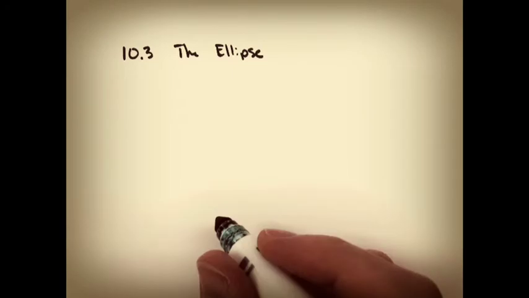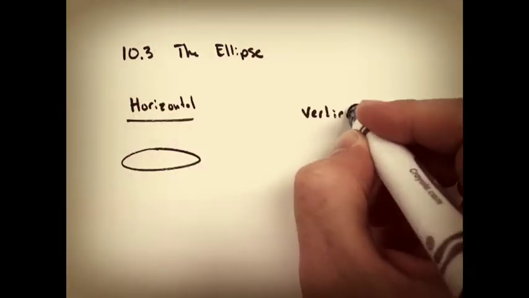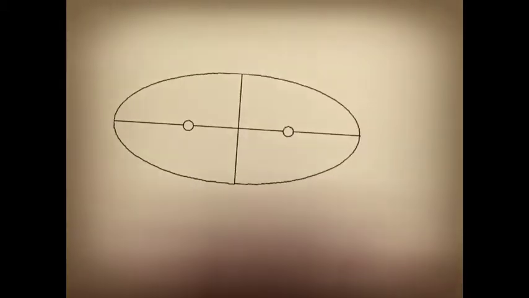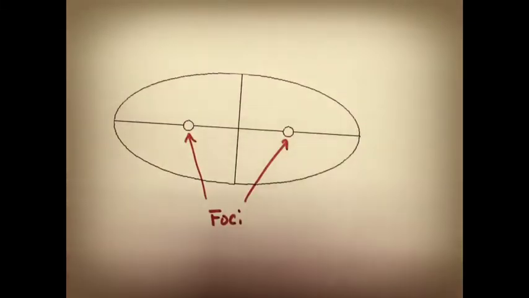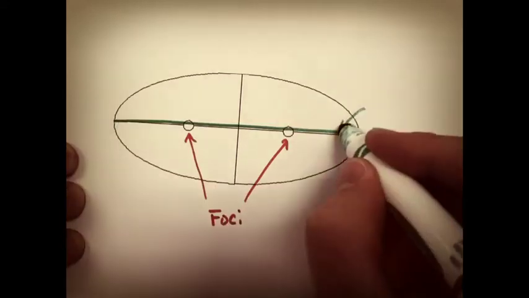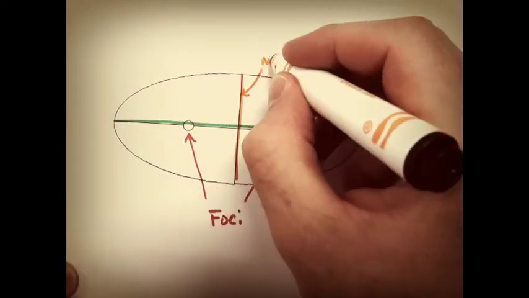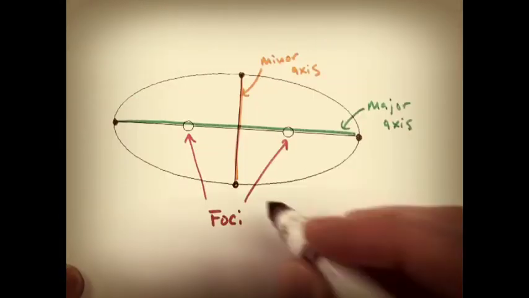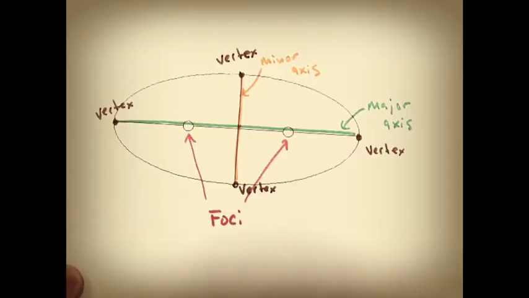How can we apply this to the ellipse? So the circle is a special case of the ellipse. You can have horizontal or vertical. Those are horribly drawn ellipses, but you get the idea. If we look at an ellipse, I'd like to point out a few major points. First, those 2 special spots are called the foci. The long axis is called the major axis. The shorter axis is called the minor axis. The endpoints that are special are called vertices. Each one is a vertex.